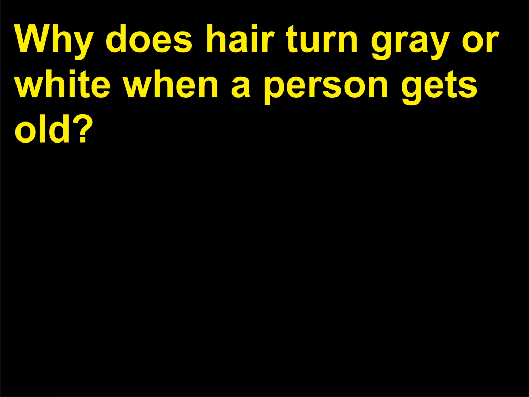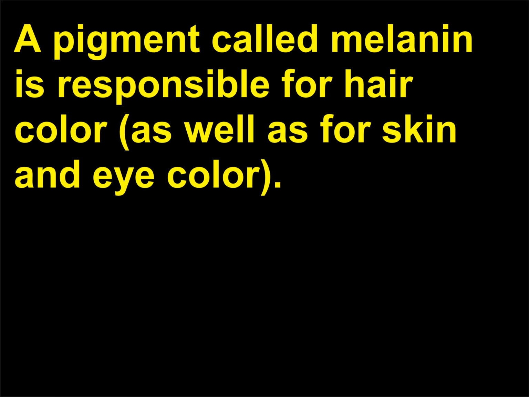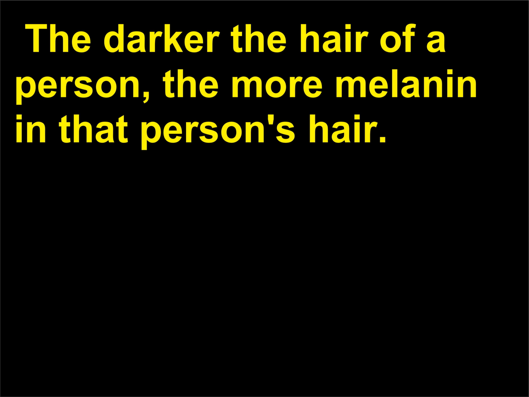Why does hair turn gray or white when a person gets old? A pigment called melanin is responsible for hair color, as well as for skin and eye color. The darker the hair of a person, the more melanin in that person's hair.